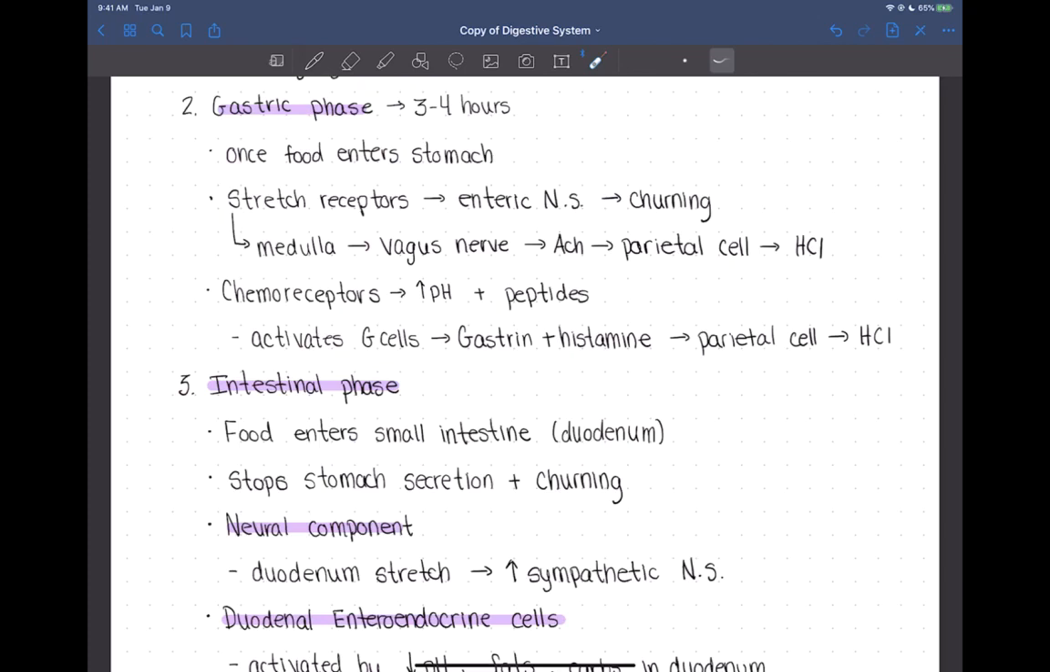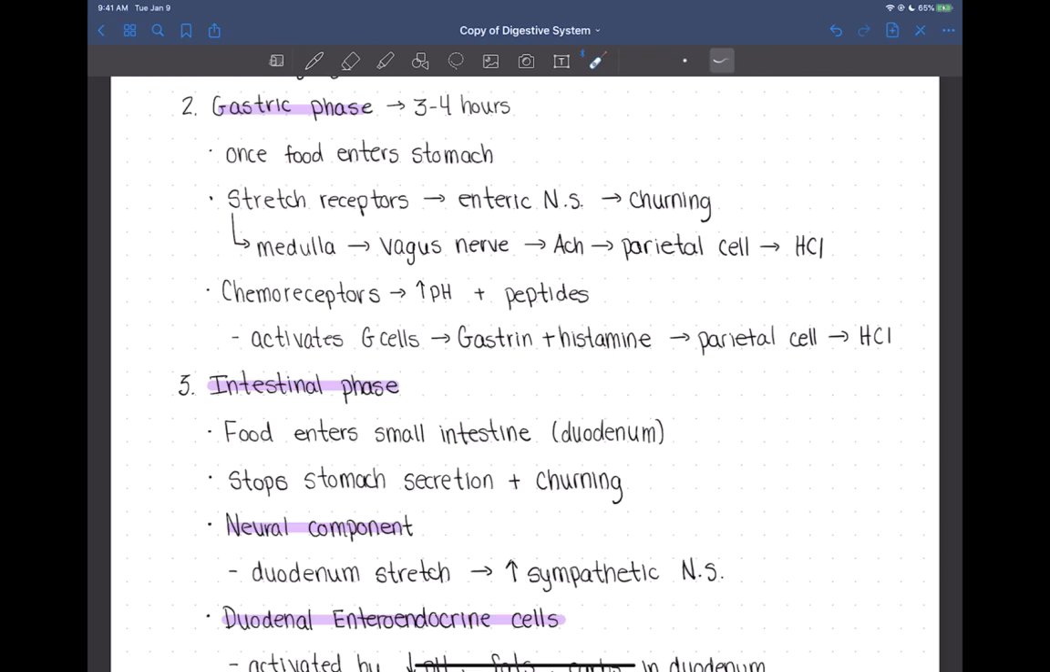All right, so they'll act through the enteric nervous system, right, that will cause the stomach to start churning, and it'll also send a message all the way up to the medulla, which again, kind of like in our cephalic phase, will act through the vagus nerve to release acetylcholine, which will activate our parietal cells. Okay, so those receptors for stretch will stimulate the stomach to start churning and grinding up that food, as well as releasing acid to start breaking it down.